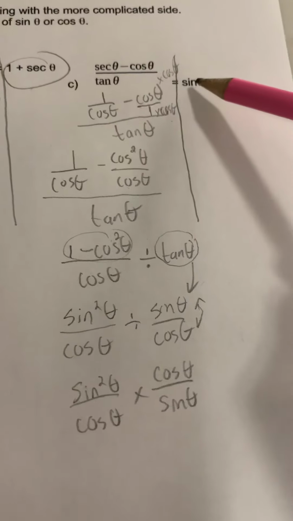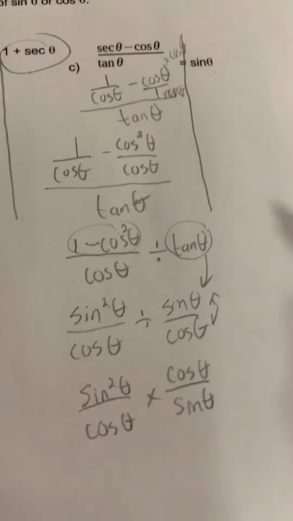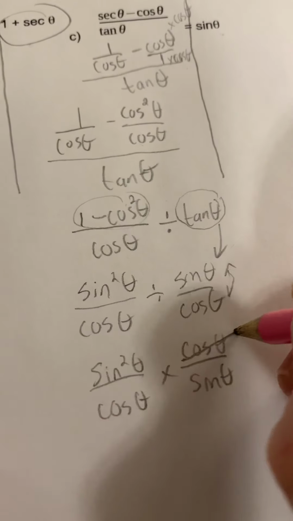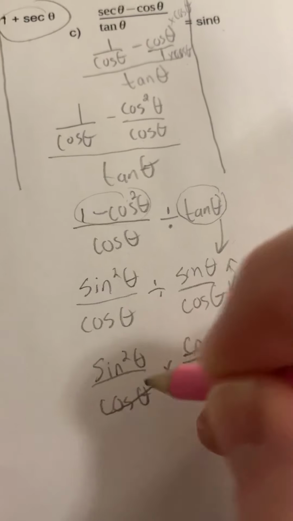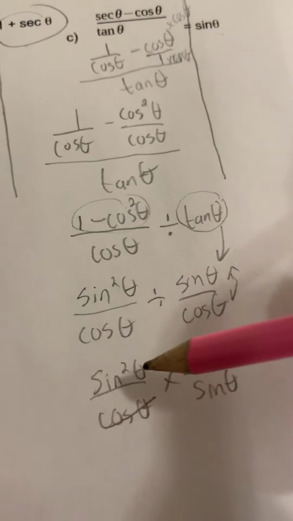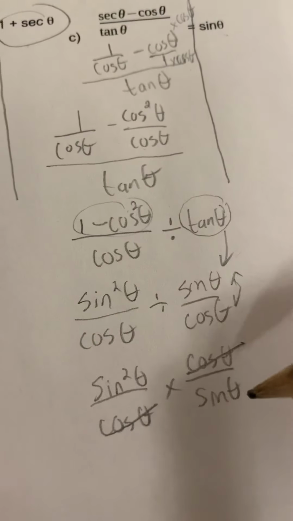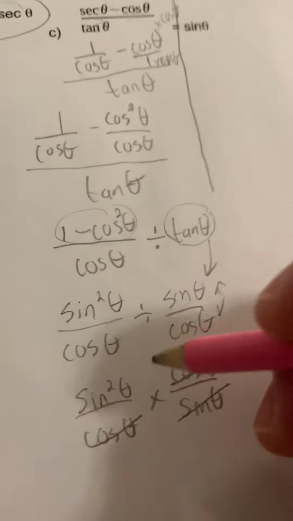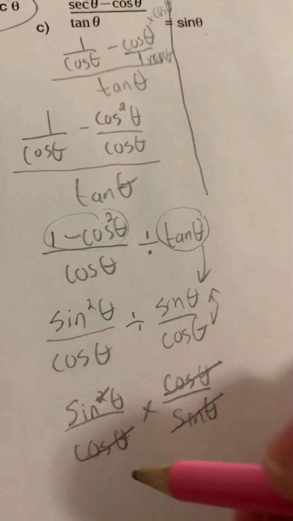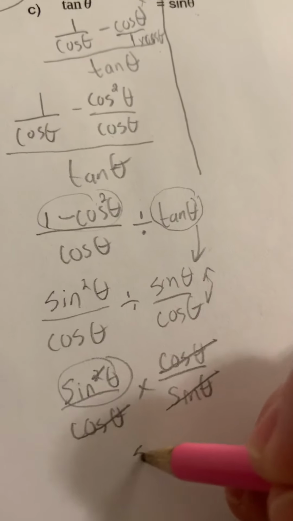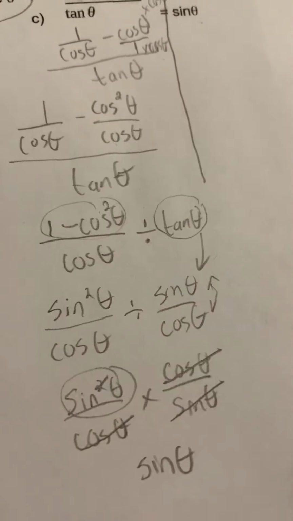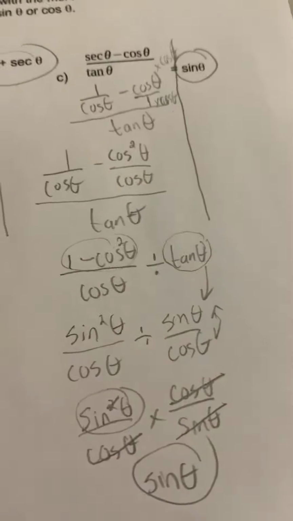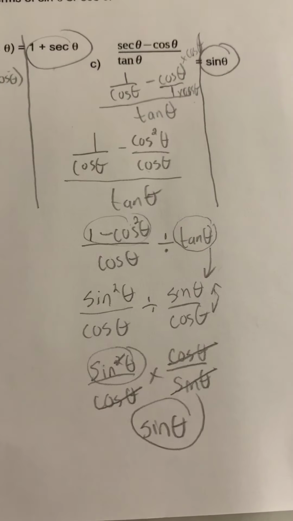Okay, so again, we're trying to get to this sine theta. Since we're multiplying, we can cross off cos theta and cos theta. Sine squared theta means there are 2 of these, and we have 1 here, so we can cross off one of these with one of those. So we're just left with the single sine theta, which is equal to our right side.